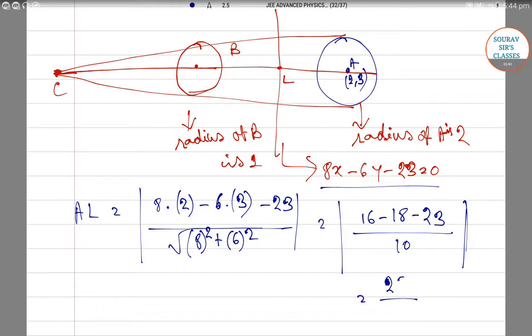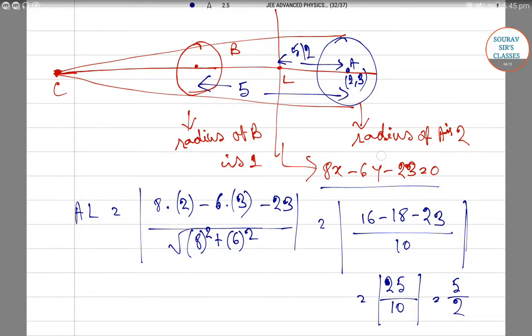Here this is 25 by 10, so this is 5 by 2. So AL is 5 by 2. So AB is 5, since AL is half of AB.